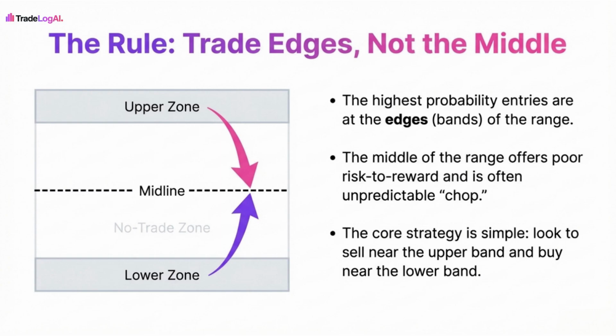This is the foundational rule. Your highest probability trades happen at the edges of the range. The middle offers weak reward to risk and unpredictable chop, so we treat it as a no-trade zone. Your job is straightforward. Look to sell near the upper band and buy near the lower band, only with confirmation. If you find yourself doing something in the middle, you're trading boredom, not structure.